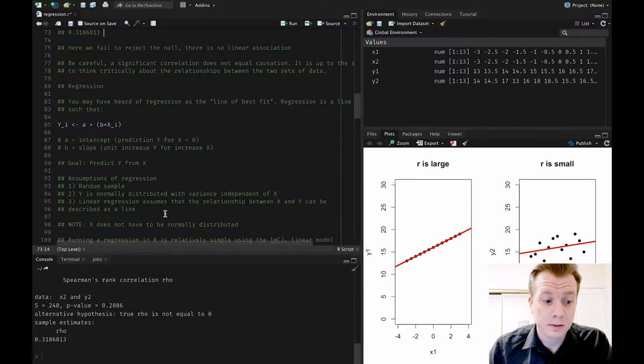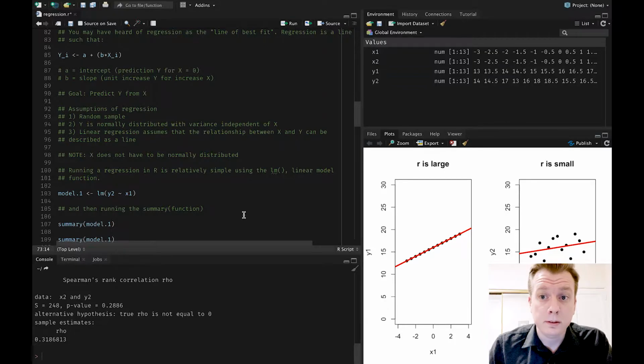There are a few assumptions to the regression. One, that there is a random sample. Two, that y is normally distributed with variance independent of x. And linear regression assumes that the relationship between x and y can be described as a line. So if the relationship is curved or has some other shape, then a linear regression does not work. I want you to note that x does not need to be normally distributed in a regression, only y. This is different than in correlations.